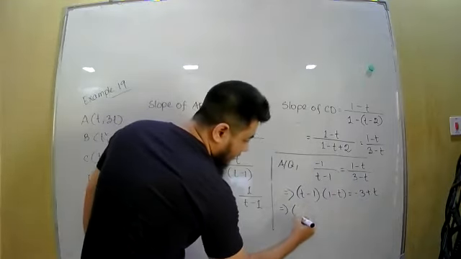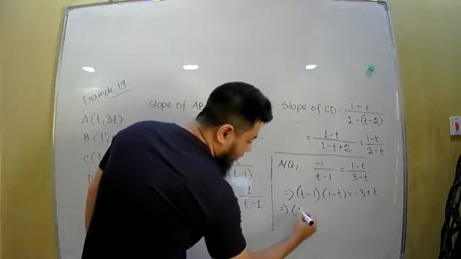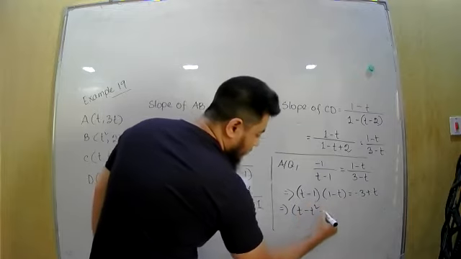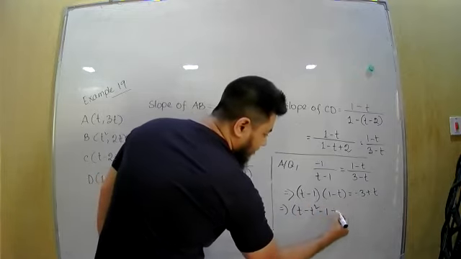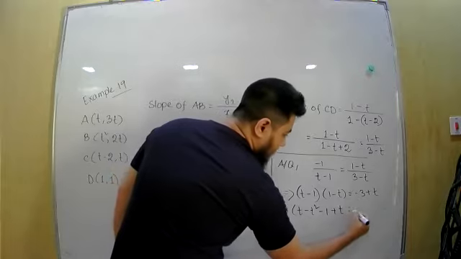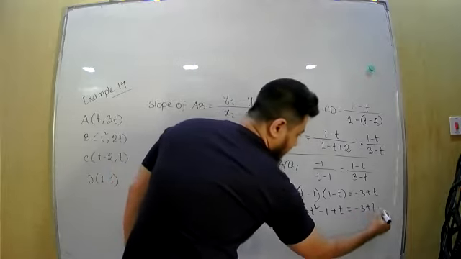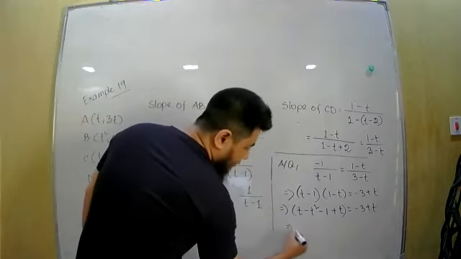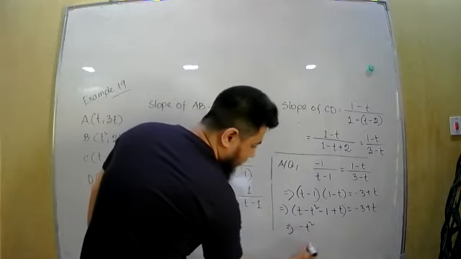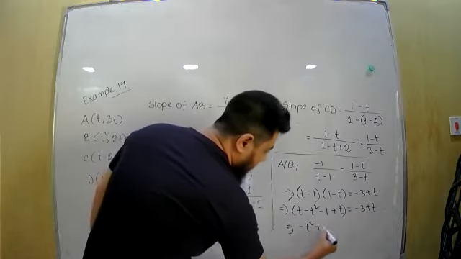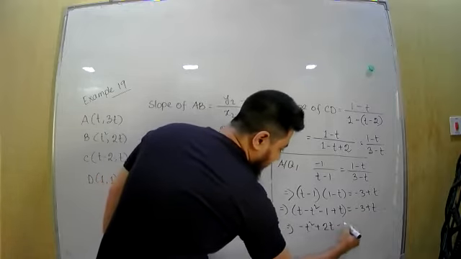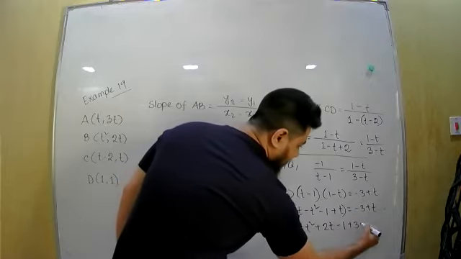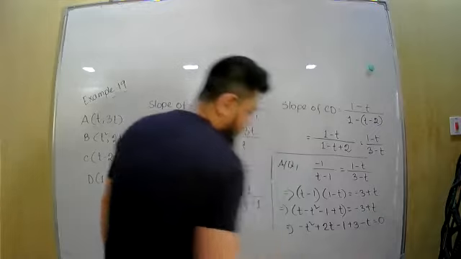Now here we can write t into 1, t into minus t is minus t square, minus 1 into 1 is minus 1, minus minus t is plus t, is equal to minus 3 plus t. Correct? So minus t square, t plus t becomes plus 2t, minus 1, then the minus 3 moving over becomes plus 3t, moving over it becomes minus t is equal to 0.